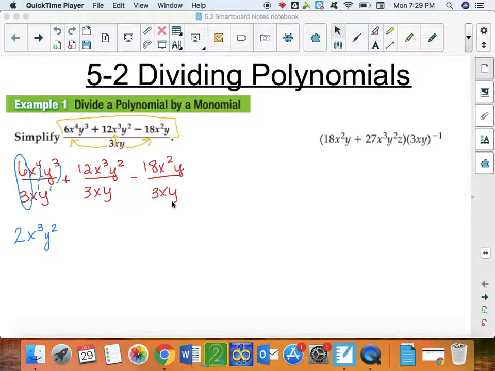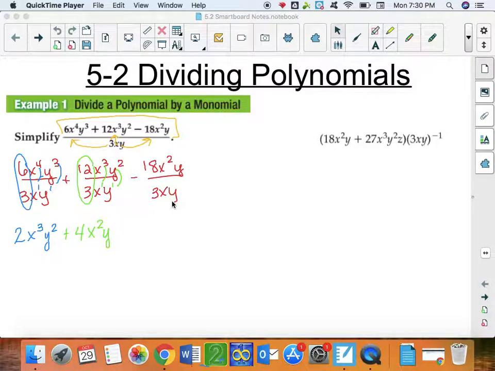Now I'm going to go here. I'm going to simplify the coefficients, which would be 4. And then I'm going to put a 1 with the x and the y. And then I'm going to subtract here. 3 minus 1 would be x squared on top. And then y to the second minus y to the first would just be y.